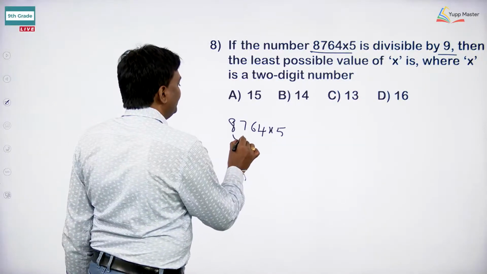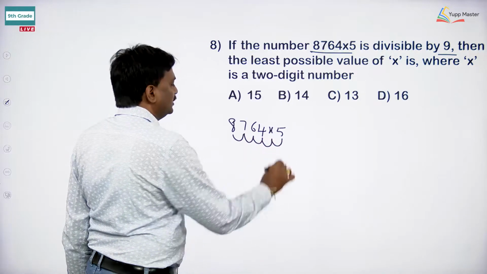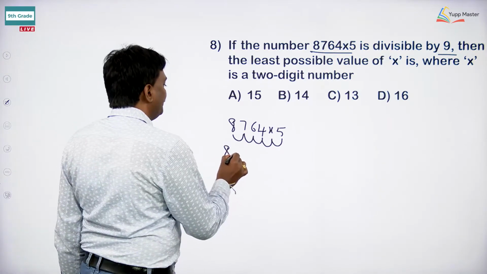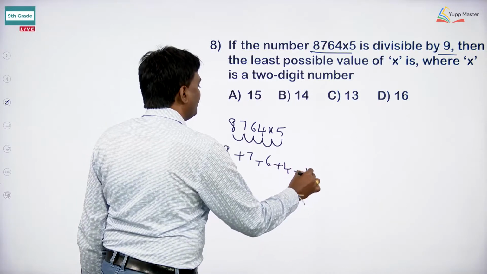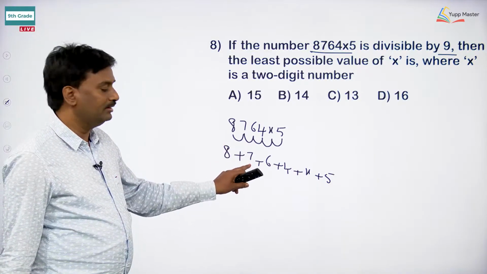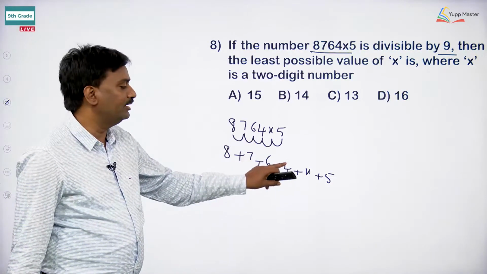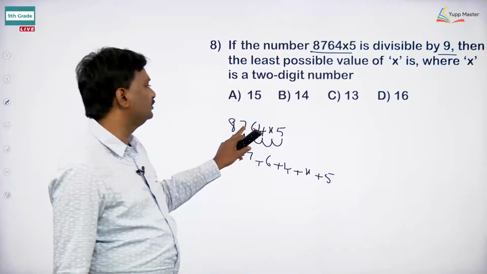By applying the rule, we add all the digits: 8 plus 7 plus 6 plus 4 plus x plus 5. 8 plus 7 is 15, 15 plus 6 is 21, 21 plus 4 is 25, 25 plus 5 is 36. Here the number is 8764x5.